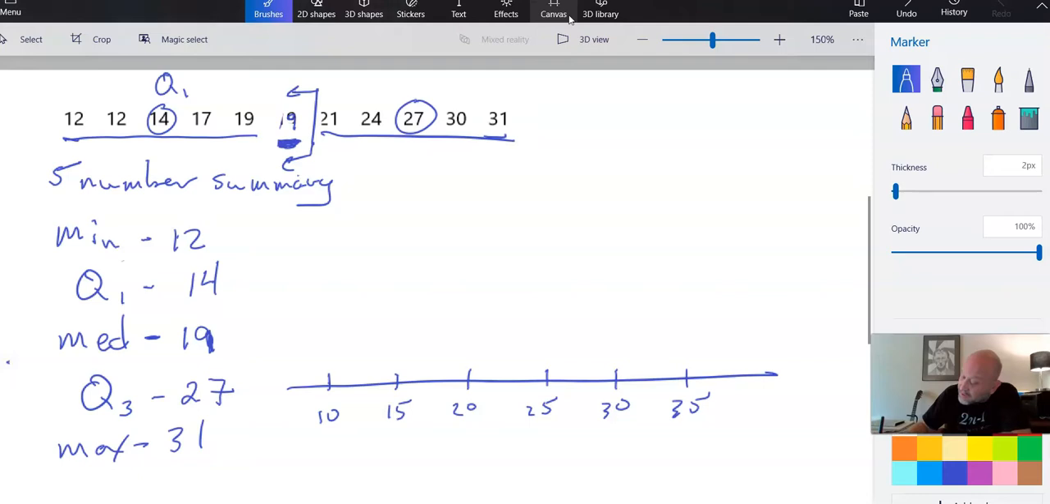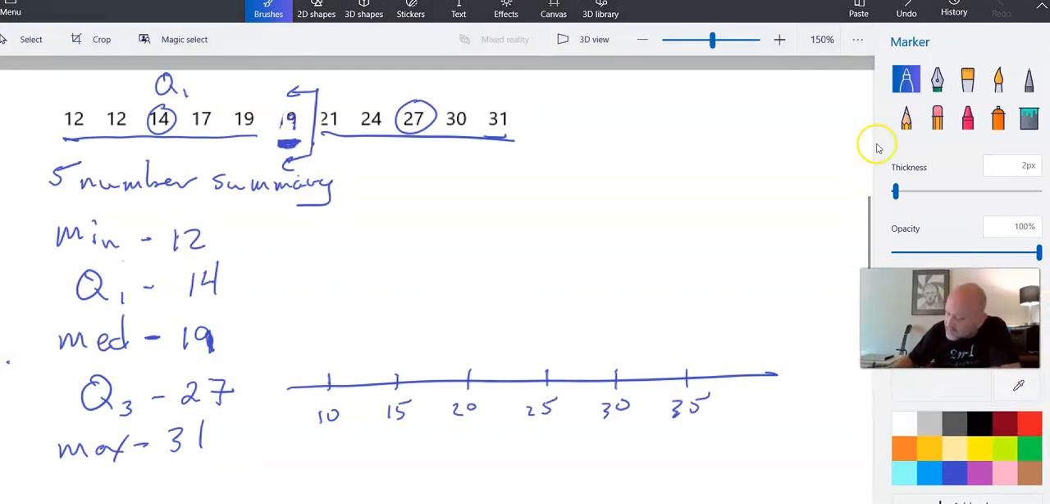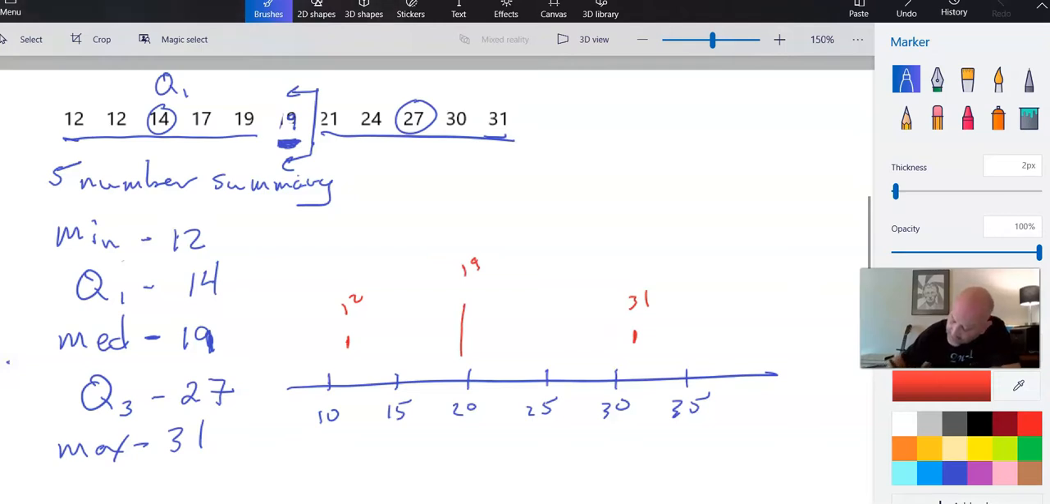Okay, so let's start marking these numbers, and I'm going to switch colors here so we can see what I'm writing. First I like to mark the minimum and the maximum with a small tick mark. So the minimum's at 12, the maximum is at 31. And then I mark the other three numbers, but I use a bigger tick mark for these. So 19, let's see, that's just less than 20. And then the other quartiles are 14, which was here, and 27, which would be here.